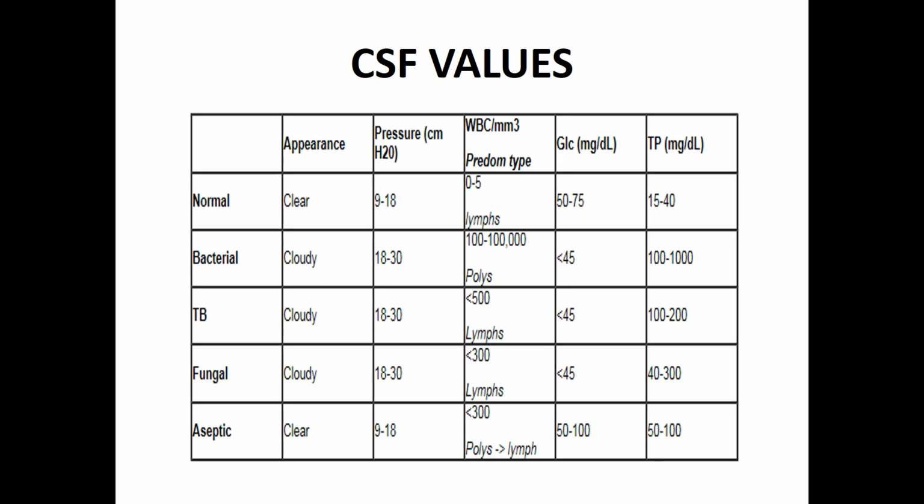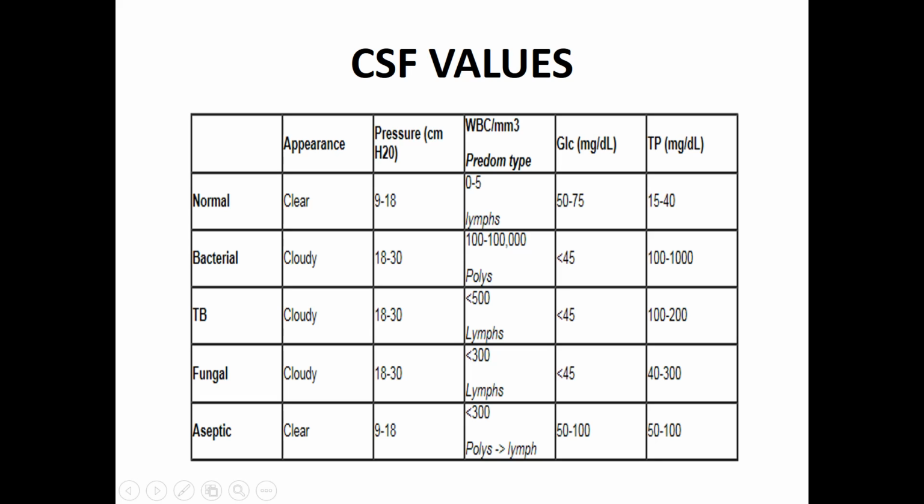Again, the glucose content will be decreased, and the protein content will be increased or normal. Again, in fungal infection, the appearance will be cloudy. The pressure is between 18 to 30 centimeters of water, the TLC count is less than 300, and the predominant cells are the lymphocytes. Glucose count is also decreased, and the protein contents are raised.